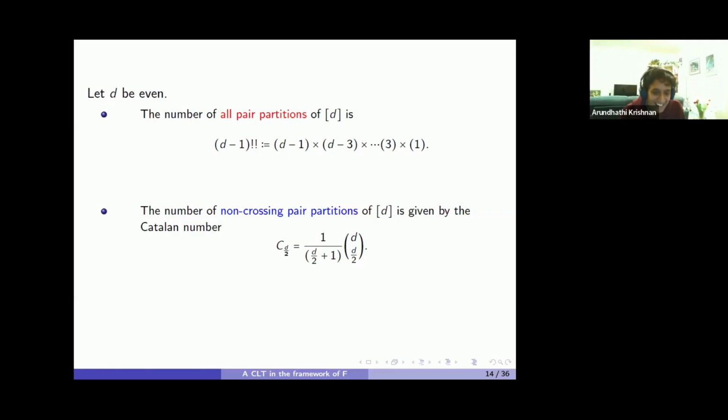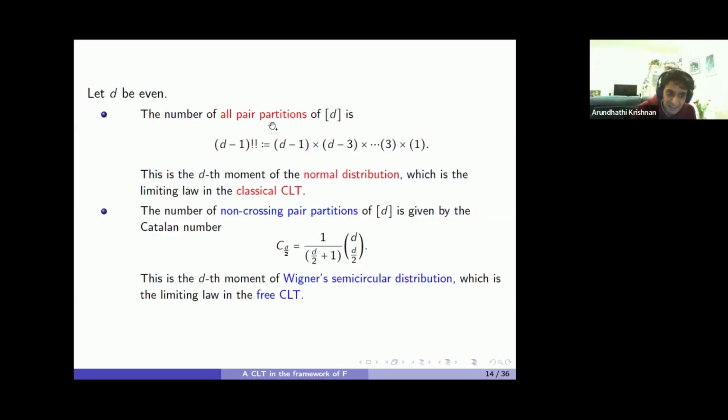Okay, yes. So the number of all pair partitions is here. The number of non-crossing pair partitions is here. And my next slide says exactly that. The number of all pair partitions of D is exactly the dth moment of the normal distribution, which is the limiting law in the classical CLT. And the D over 2th Catalan number is the dth moment of Wigner's semicircular distribution, which is the limiting law in the free CLT. And that's exactly how this combinatorial proof was given by Speicher and then later appeared in this textbook.